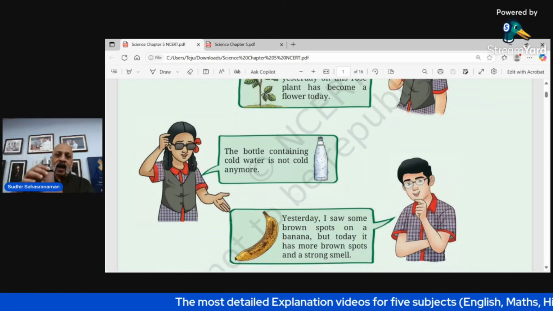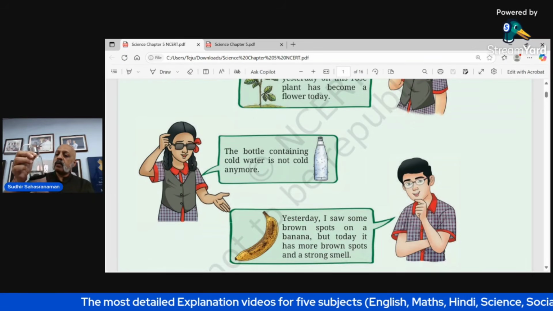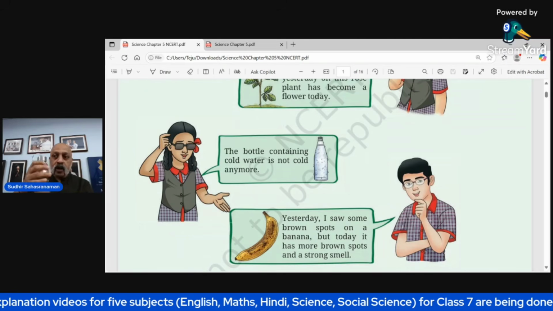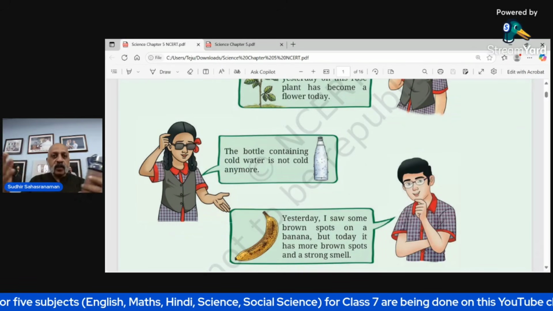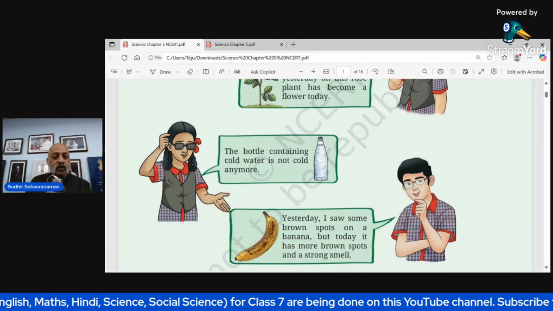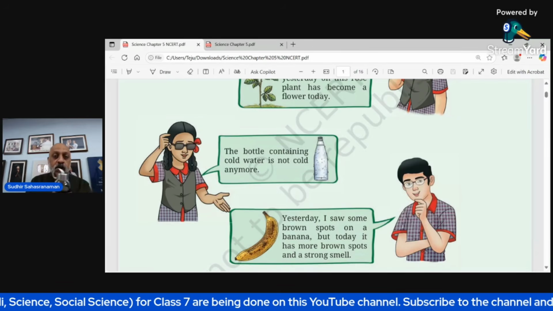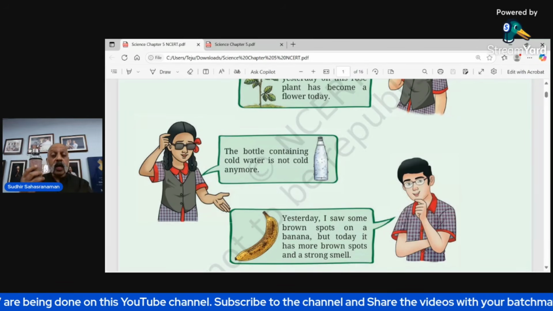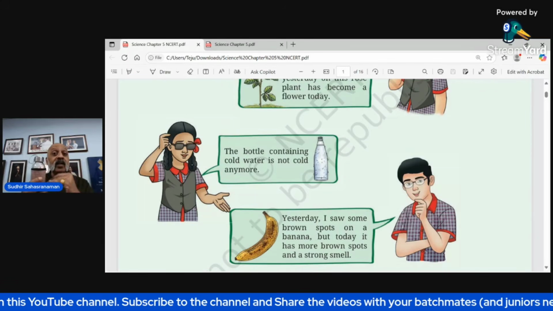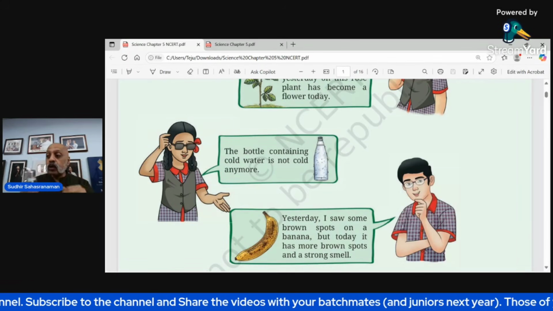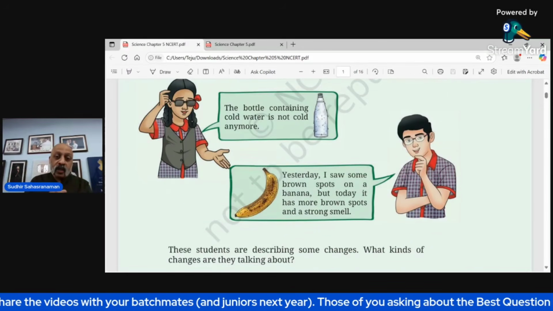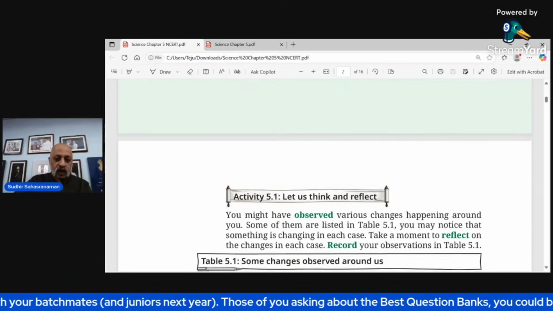For example, I have got this particular bottle of water from the fridge. When I touch it, I can feel it is cold. But if I keep it for the next half an hour, 45 minutes, however much time it takes to complete this video, this water will not be so cold. Okay, it will kind of come down in terms of coldness to more equal to room temperature. Then the boy is talking about the banana, which we have already spoken about.